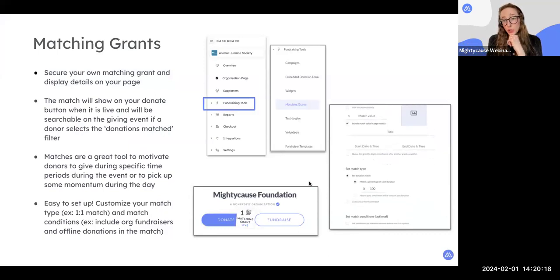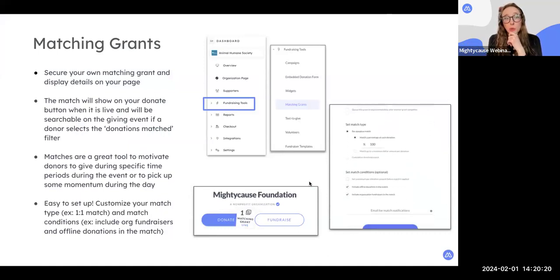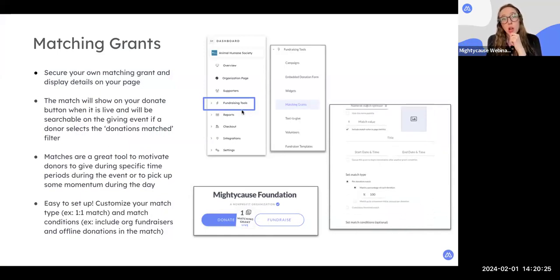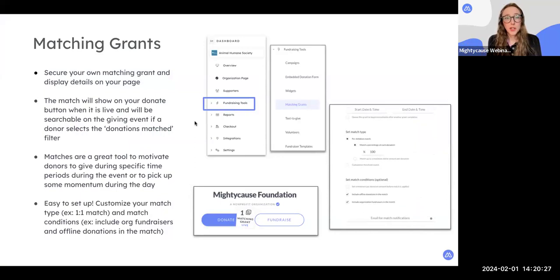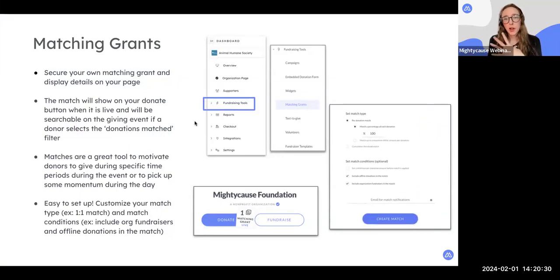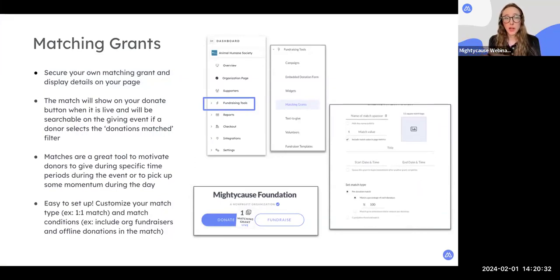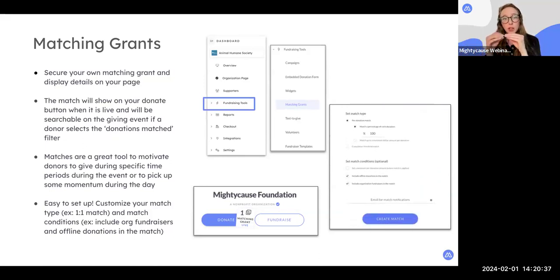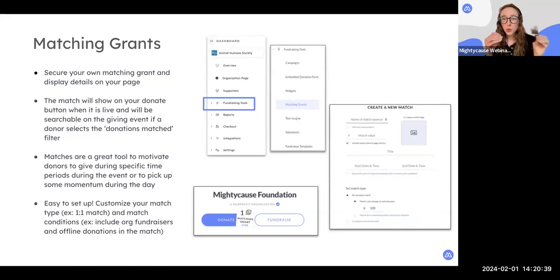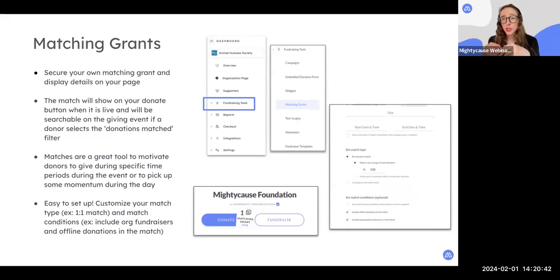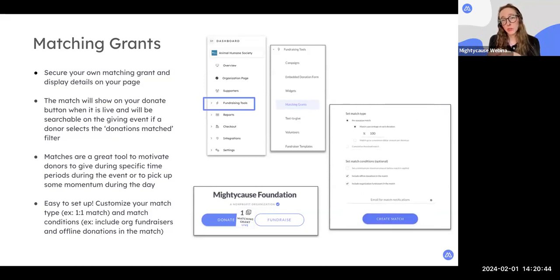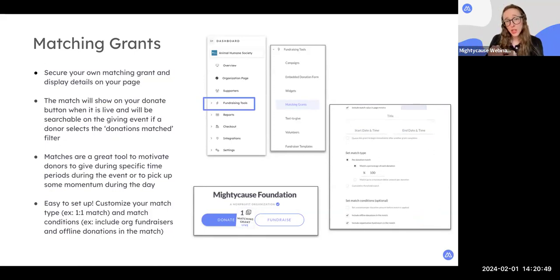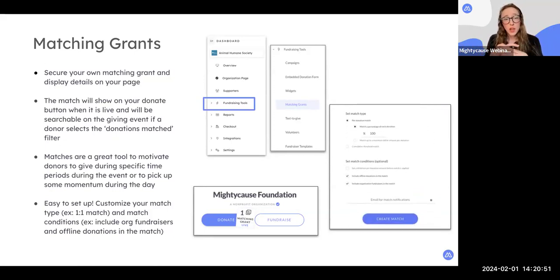Going into some of the tools on the platform to help you, we have a really great matching grant tool set up, found under your fundraising tools. The goal is for you to secure your own matching grant. So maybe you have community partners or an alumni who is willing to give you a matching grant amount, but you can set these up and you can queue them one after another if you have multiples. There's a lot of different parameters that we give you ability to edit. So whether you want to match dollars one-to-one, it's very customizable.